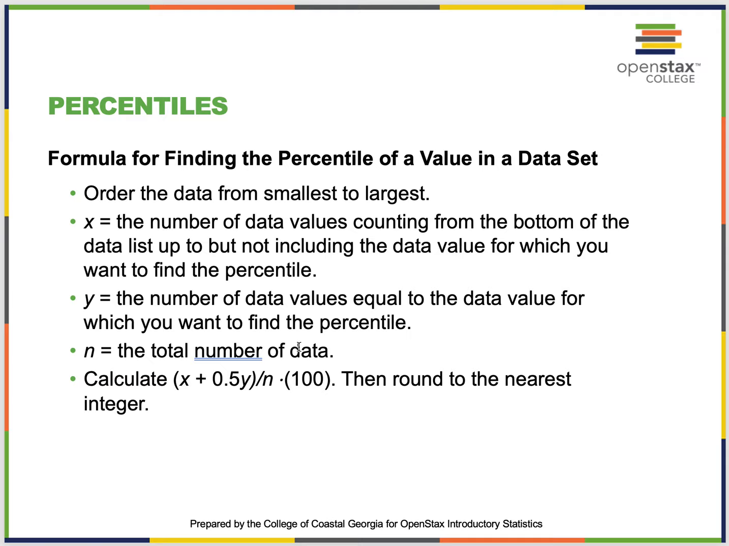So X plus 0.5Y. X is the number of data values counting from the bottom. Y is the number of data values equal to the data value for which you want to calculate the percentile. So you take that X plus 0.5Y, divide by N, multiply by 100, and round to the nearest integer.